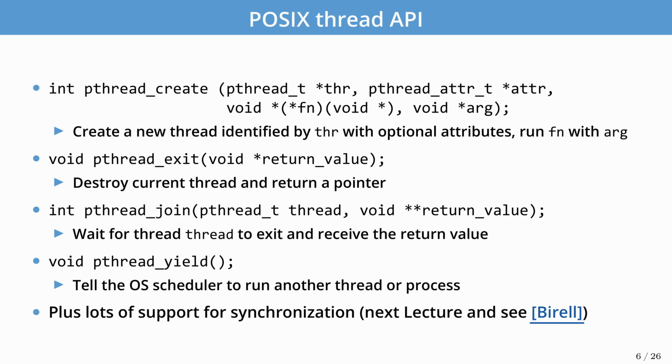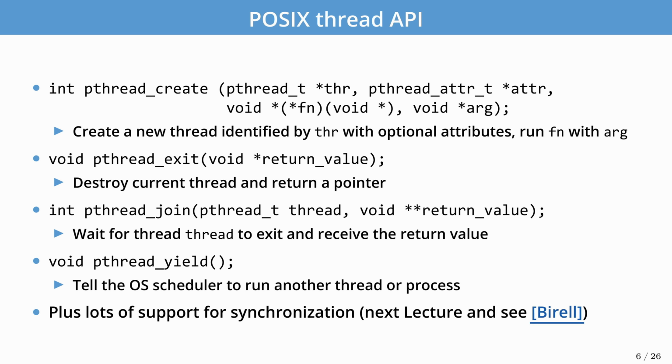So here we have the basic POSIX thread API. The basic API consists of 4 calls, and you're going to use these in your assignment 1. The first call is pthread_create. And what it does is it creates a new thread. It'll return the thread identifier inside of this variable thr. It allows you to specify some optional attributes, which most of the time, for your purposes, will be null.